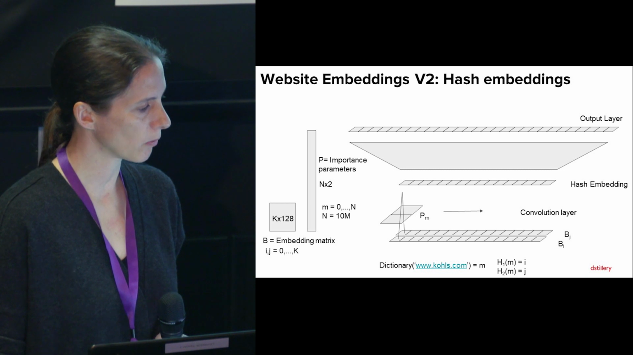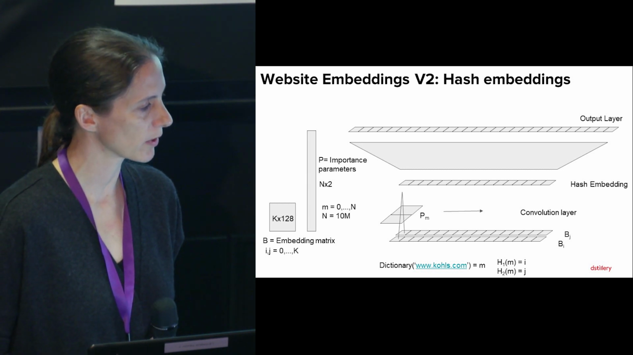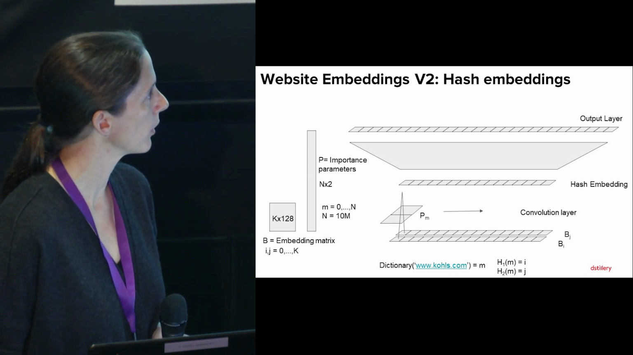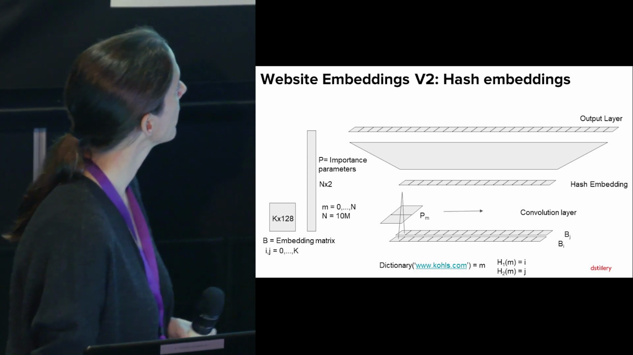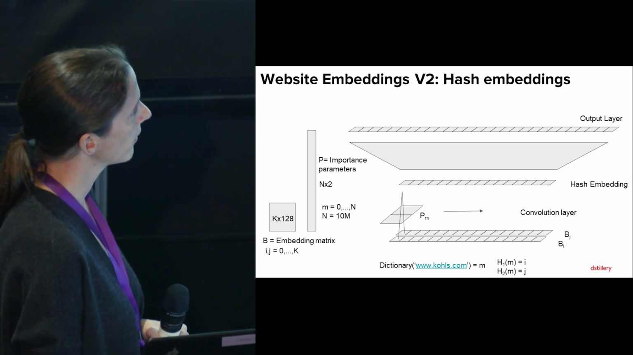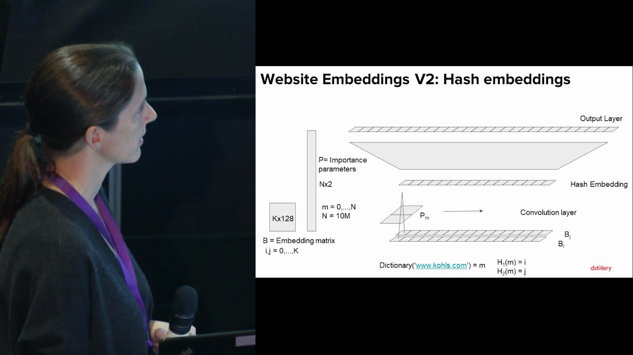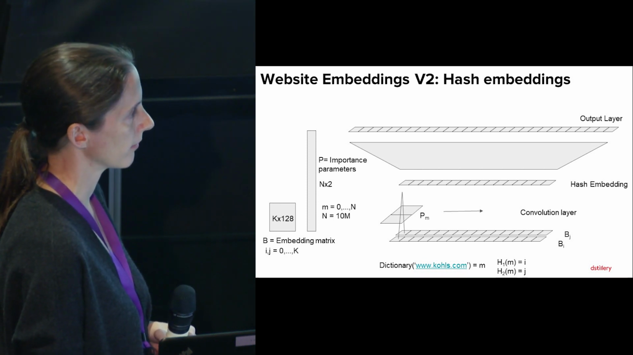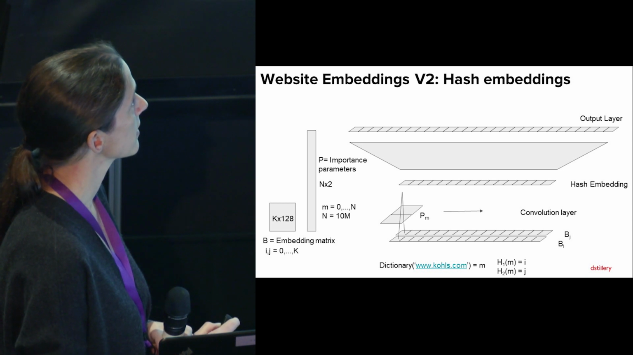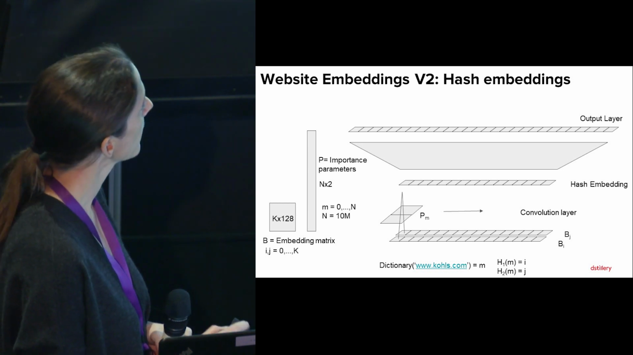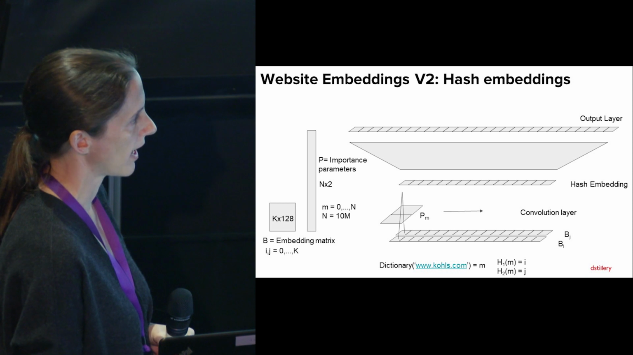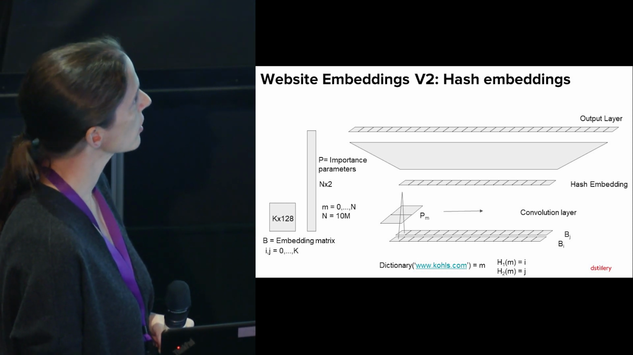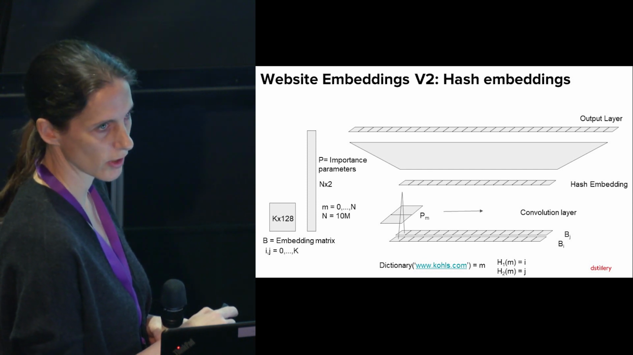First, I'm going to show how it works with a dictionary, and how it's able to learn embeddings for many URLs with fewer parameters than Word2Vec. The way it works is like this. We have a URL that we want to embed, and this example is coles.com. Coles.com has a position in the dictionary, which is M, and M indexes this new matrix, which is called the importance parameter matrix. M is also hashed by two hash functions, H1 and H2, to get 2 more indices, which index the embedding matrix.